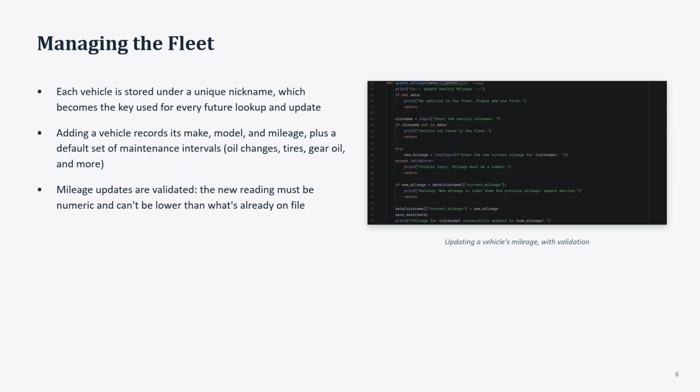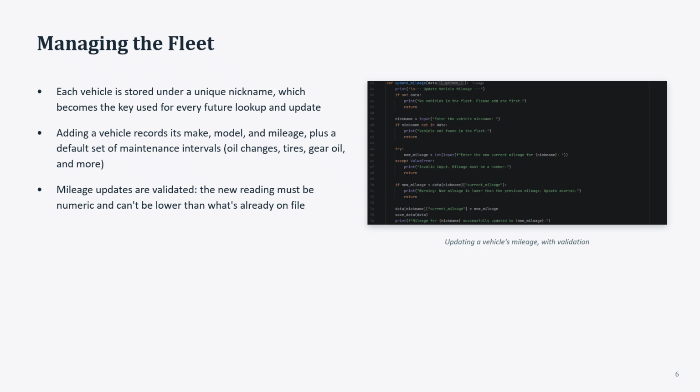So each vehicle in the program, in this file, is added and stored under a unique nickname, which is the key for the dictionary used for every lookup in the future and for every update. Adding a vehicle, you would add, say, in my case, I added a nickname Sport Bike, and I recorded its make, which is BMW, its model K1200R, and mileage, it's 26,000 roughly. And then it will allow you to fill out a default set of those maintenance intervals.